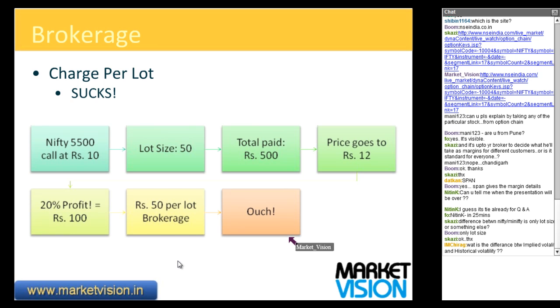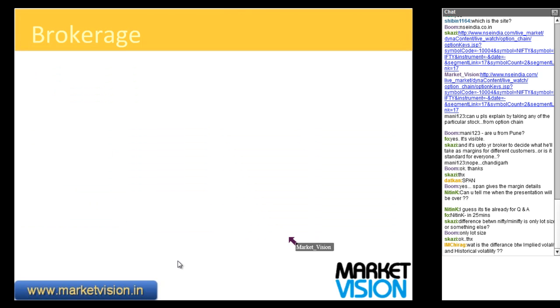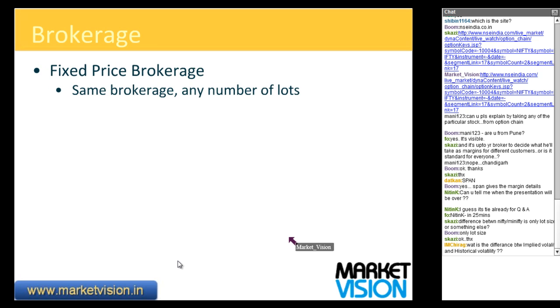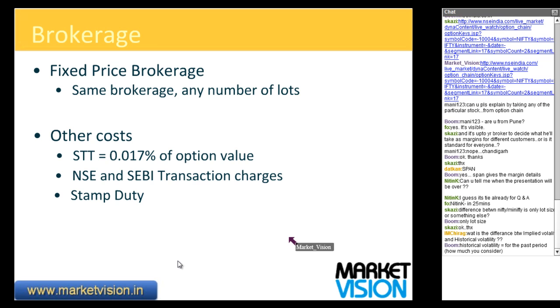And this is on a per lot basis. So even if you had bought 1,000 lots, from 10 rupees to 12 rupees, you would still not make any money, because it's a per lot charge. So that really sucks. Now, there are also brokers that offer fixed price brokerage, which is either a constant brokerage regardless of the number of lots, or a constant per month brokerage. That's what I use when I'm trading options. It's much easier.